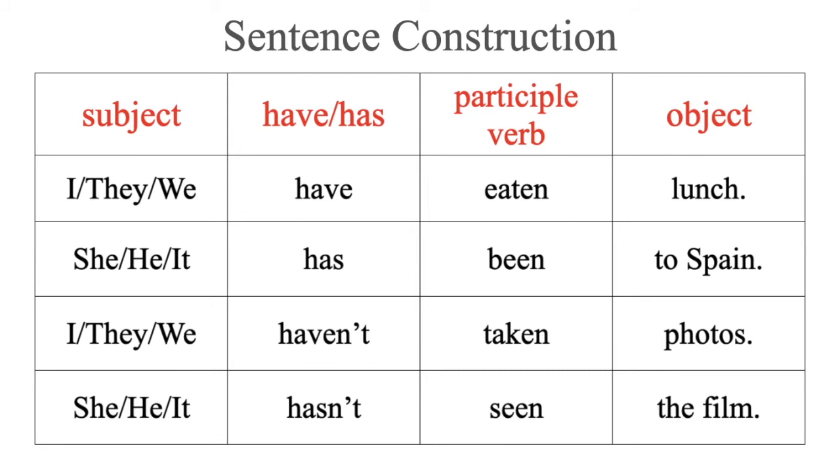She, he, it has been to Spain, and I, they, we haven't taken photos, or she, he, it hasn't seen the film. This is how we construct the basic sentence using this grammar point here. You need to have plus the past participle verb, or has plus the past participle verb. Then when we're making the negative sentence, haven't and hasn't. So these are the core things to remember for this grammar point here.